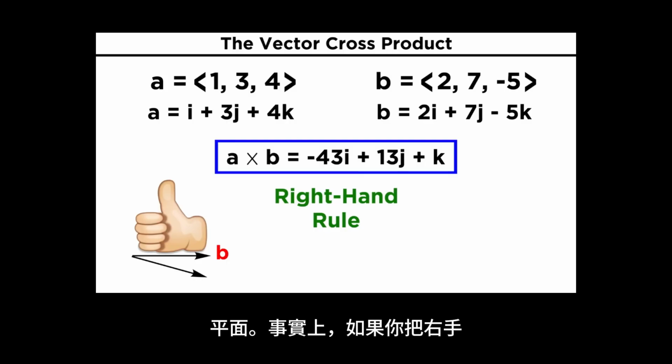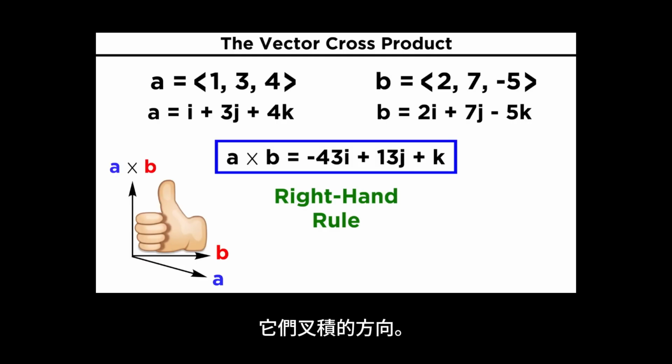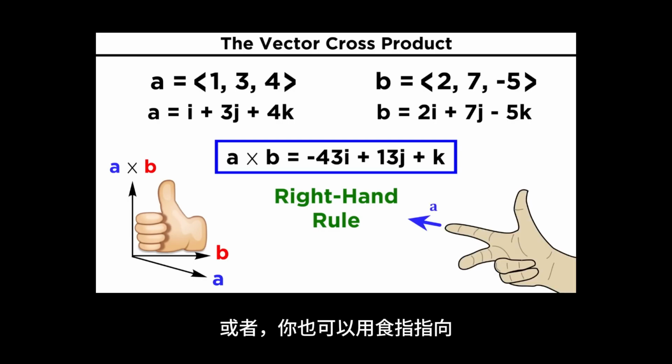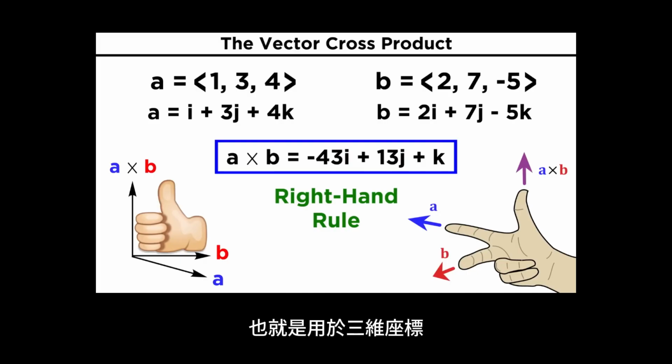In fact, if you place the edge of your right hand directly on vector B and curl your fingers in the direction of vector A so that your hand is sort of mimicking the angle formed between them, your thumb will be pointing in the direction of their cross product. Alternately, you can point your index finger in the direction of A and your middle finger in the direction of B, and again your thumb will be pointed in the direction of the cross product. So the right-hand rule that we originally learned for three-dimensional coordinate systems can help us understand the direction of a cross product.